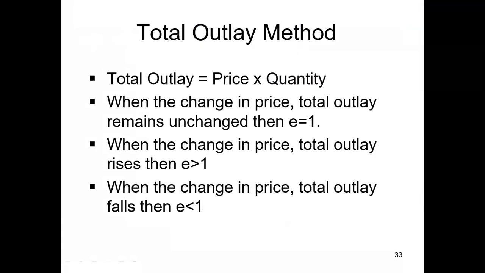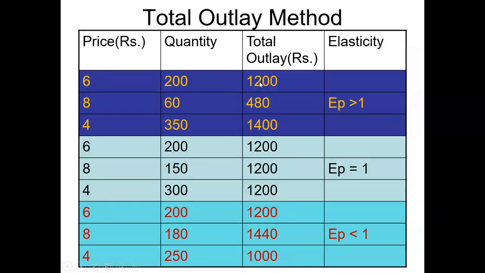Then the total outlay method. What do you mean by total outlay? Price and quantity. When there is a change in the price and total outlay remains unchanged, then elasticity of demand for that particular product is 1. When there is a change in the price and total outlay rises, then elasticity of demand is greater than 1, and if it falls, it is less than 1. So here you can see 1200 and 1400, so EP, price elasticity of demand, is greater than 1. Here 1200, 1200, 1200, so price elasticity of demand is equal to 1. If it is less than 1, 1200 and 1000, it is less than 1. So that is what changes as per the total outlay method.